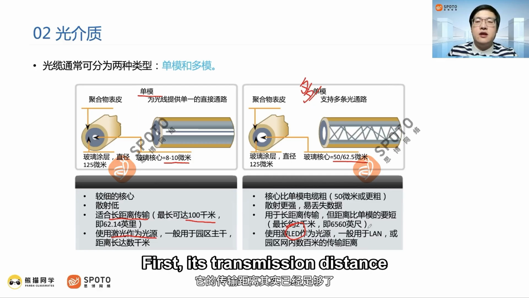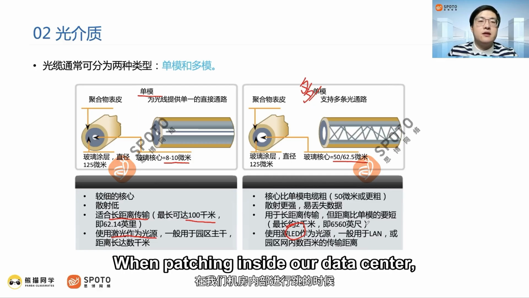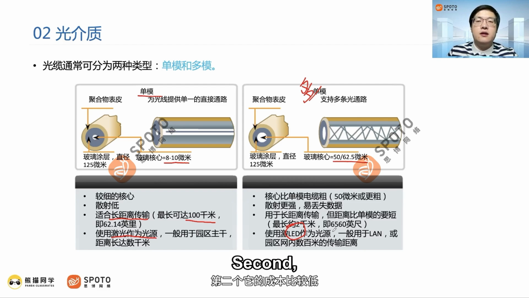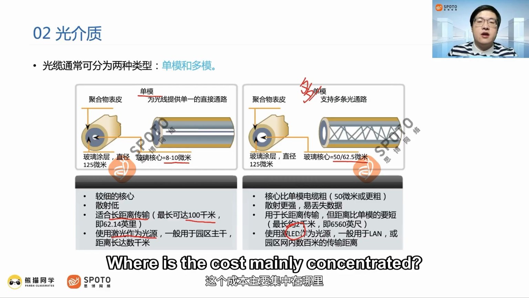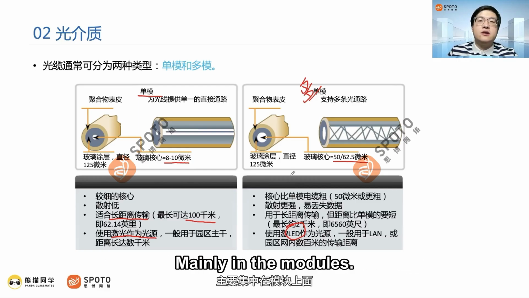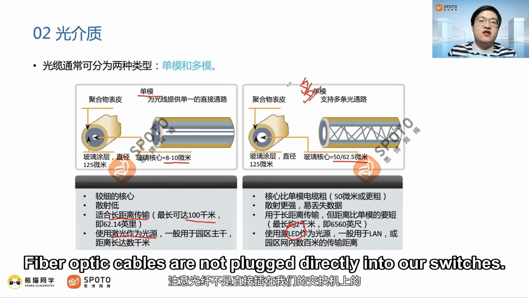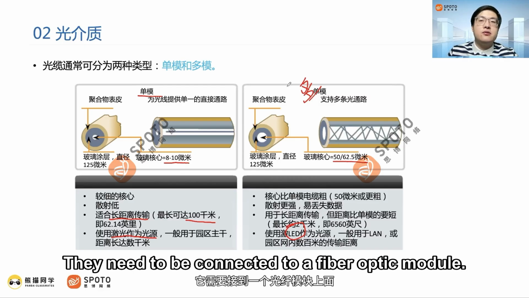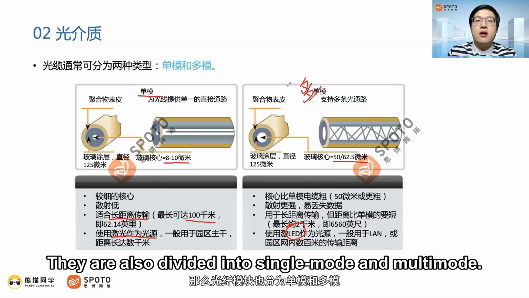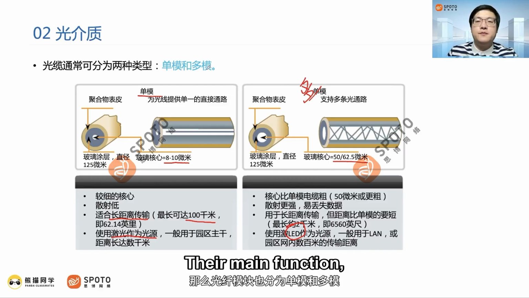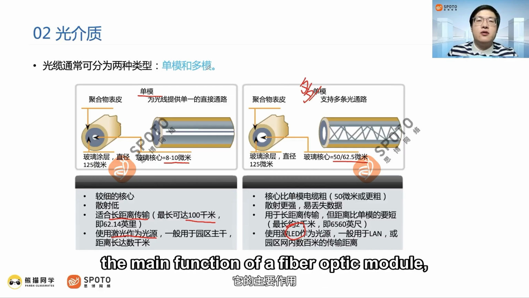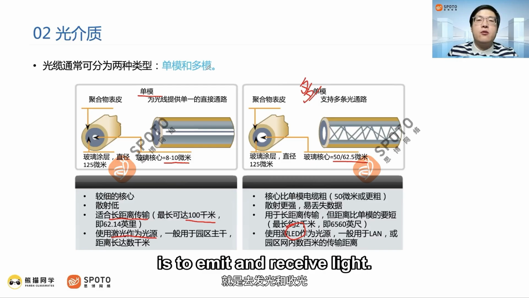First, its transmission distance of a few hundred meters is sufficient when patching inside our data center. Second, its cost is relatively low. Where is the cost mainly concentrated? Mainly in the modules. Note this, fiber optic cables are not plugged directly into our switches. They need to be connected to a fiber optic module. They are also divided into single mode and multi-mode. The main function of a fiber optic module is to emit and receive light.